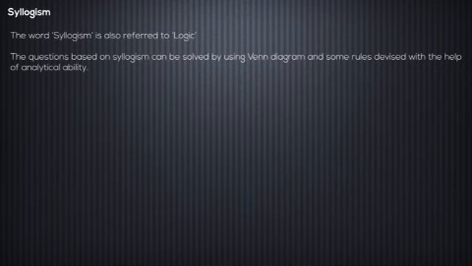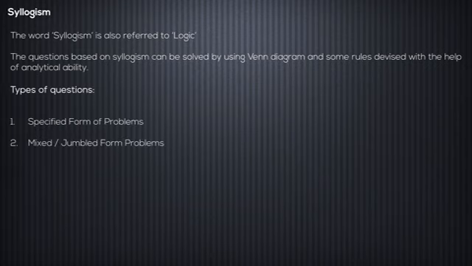The questions based on syllogism can be solved by using Venn diagrams and some rules devised with the help of analytical ability. There are two types of questions asked in this section: specified form of problems and mixed or jumbled form of problems. Before we get into solving the problems, let's understand some terminology which is used in syllogism.